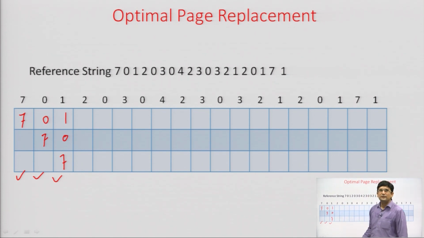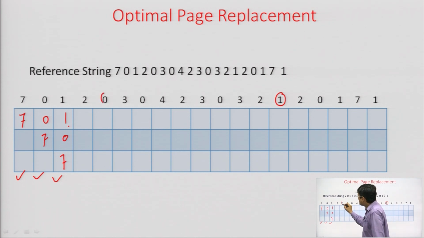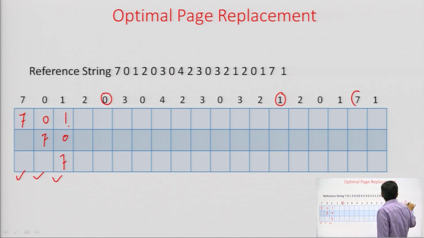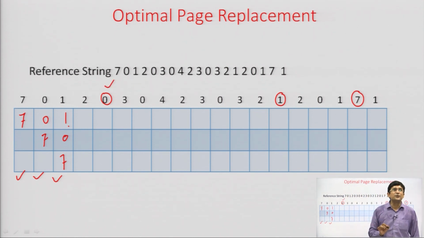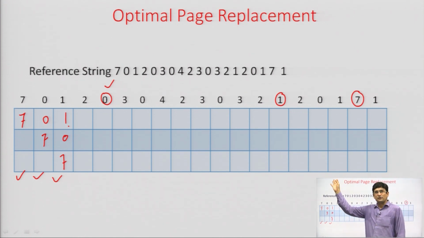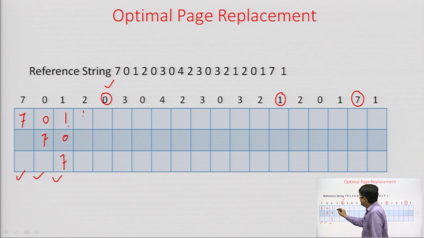Now 2 is referenced and we have to replace a page. So we will have to see when will 1 be referenced, when will 0 be referenced, and when will 7 be referenced. If you see, the reference of 1 will come here, a reference of 0 is coming here, and reference of 7 will be here. So obviously 0 will be referenced first, so we should retain 0, then we should retain 1 also, and 7 will be very late referenced. So let us replace 7. So to bring the new page, we will be replacing it with the 7.